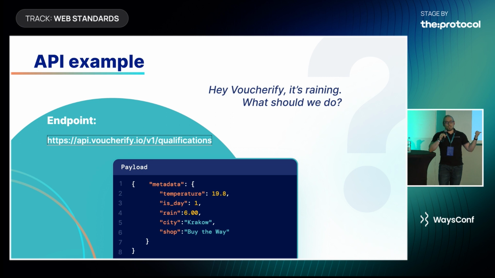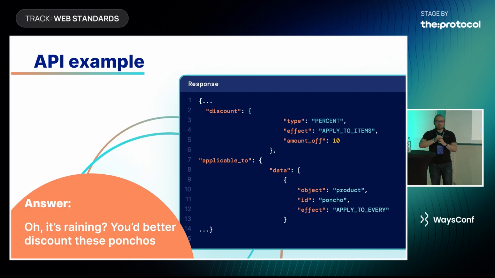So we send even the same information that you receive from OpenMeteo. It's raining right now, we are in that specific city, in that specific brand, in that specific shop, and VoucherFi can return the answer. If it's raining, then let's discount the waterproof ponchos for our customers. So this is the information that you get back. What is the discount? What items should be discounted?